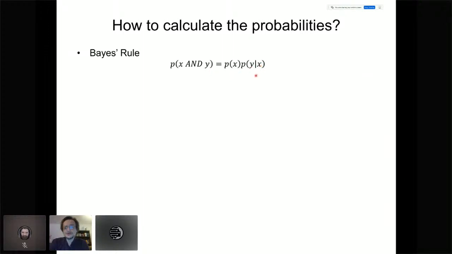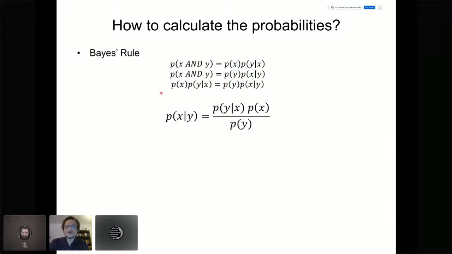Alternatively, you can write probability of X and Y as probability of Y multiplied by the probability of X given Y. And because both of these are equal to the same thing, they're equal to each other, and therefore now you can rearrange the terms and you can get Bayes' rule. The probability of X given Y is equal to the probability of Y given X times the probability of X divided by the probability of Y.